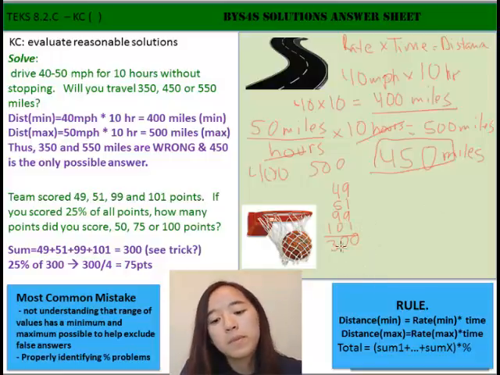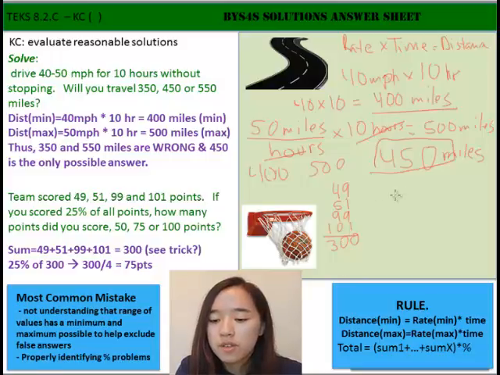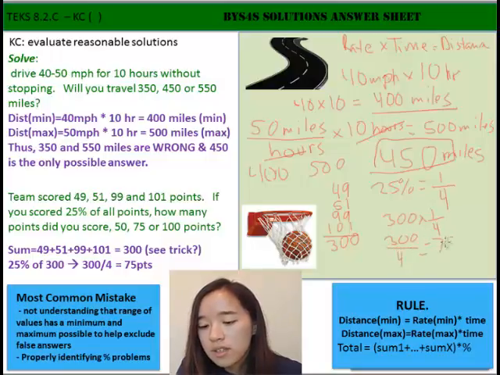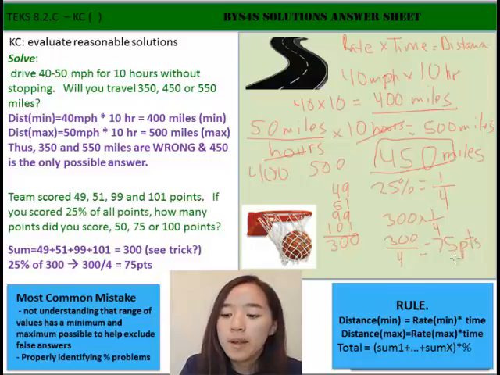So now we need to find out how many points you scored. So what is 25% of 300? That's easy. 25% is the same as 1/4, right? That is, going from percentage to fraction. Now we need to multiply 1/4 by 300. So 300 times 1/4 is the same as dividing 300 by 4, which is 75. So that means that since you scored 25% of all the points in the game, you scored 75 points out of a total of 300 points.